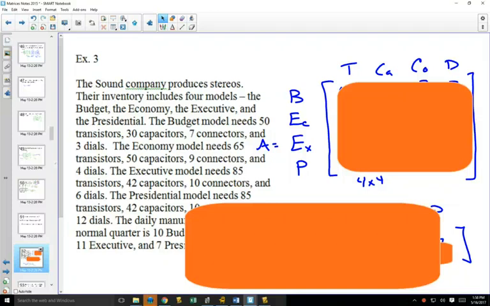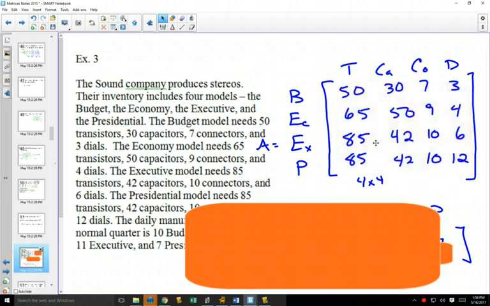Our last example. So we read through this one. It was a short read, I think, at the end of last class. It's got a lot of information, so we need to start off by organizing this. So I made this matrix A to organize my data.